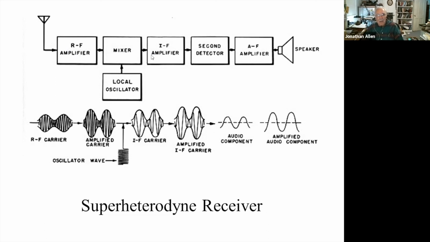So you can get all your selectivity in this IF amplifier without having to tune it every time you try to change the received frequency. The output of the IF amplifier then goes to a second detector, then an audio amplifier, and a speaker. You can see the IF gets amplified, audio gets amplified. And I said a speaker because now you've got enough gain that you can drive a loudspeaker, not just headphones.